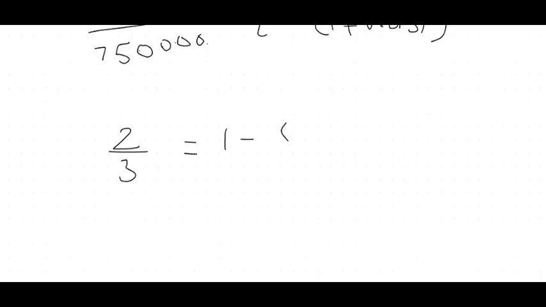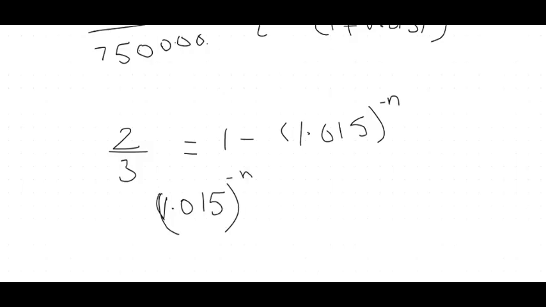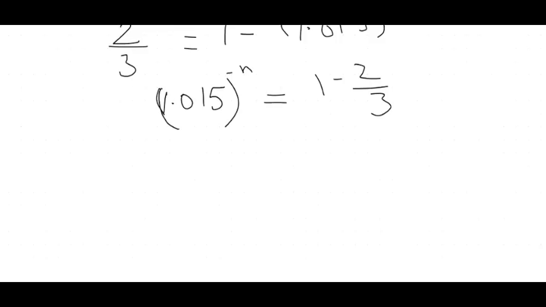So what we have to do is take this power term to this side and this term to this side, so we have 1.015 power of minus n equals 1 minus 2 by 3. Now we just have to simplify this. We get 1 by 3, so 1.015 power of minus n equals 1 by 3.